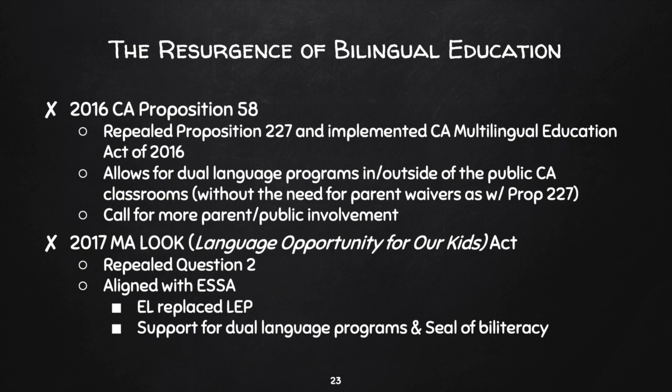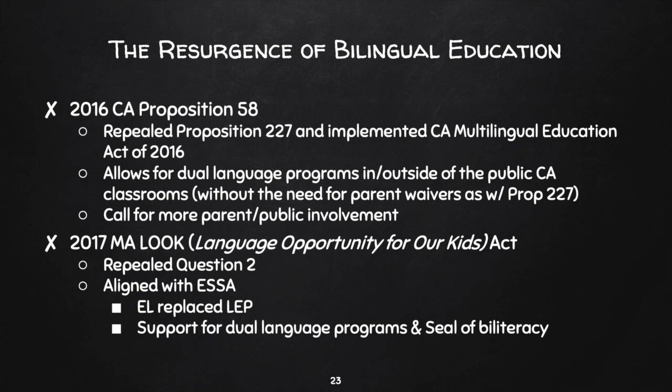So in 2016, California Proposition 58 repealed Proposition 227 and implemented California's Multilingual Educational Act of 2016. Also in 2017, you had the Massachusetts LOOK Act, the Language Opportunity for Our Kids Act. And the Massachusetts LOOK Act in 2017 repealed Massachusetts Question 2. All of these align with the Every Student Succeeds Act.